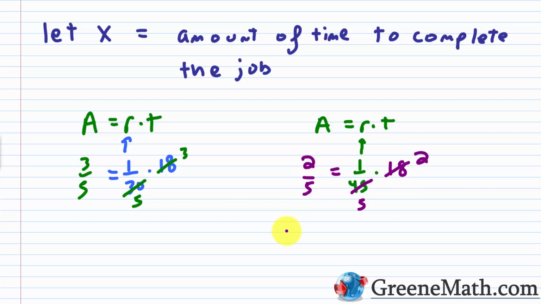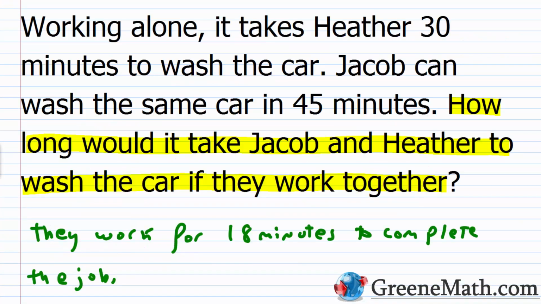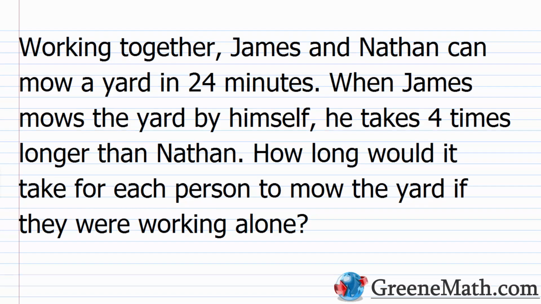Now, if you take the amount of work that Jacob completes, which is 2/5, that's what he does in 18 minutes, and you add that to the amount of work that Heather completes, she's got 3/5 of the job completed, right? That's what she does in 18 minutes. You do get 1, right? 2/5 plus 3/5 is 5/5. 5/5 is 1. So we can say our answer here is correct. They work for 18 minutes to complete the job. All right, very easy overall.